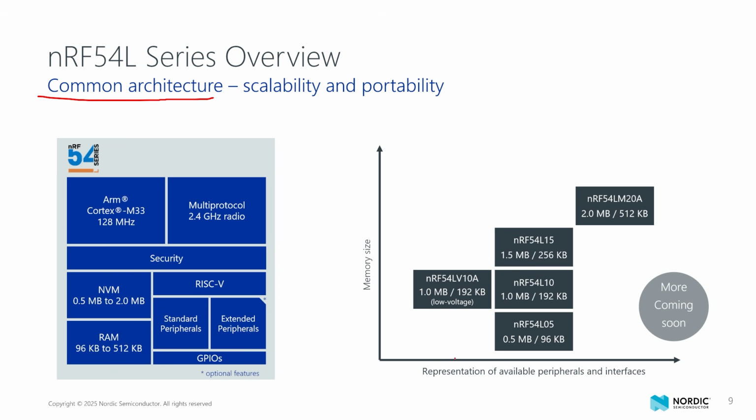And then on the x-axis, you have a representation of available peripherals. The LM20 is the more feature-rich device, which has high-speed USB and some additional interfaces. And then the LV10 has a standard set of peripherals with fewer instances of each peripheral, as it's geared towards applications that have just a few sensors and don't really require a wider amount of peripherals to be developed with.